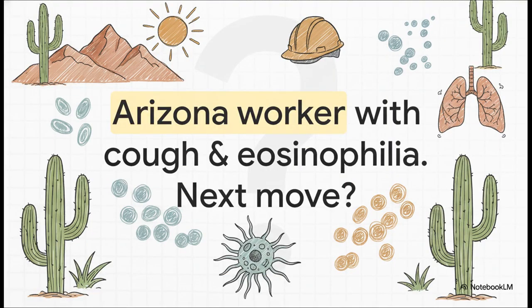Now picture this. I want you to keep this classic board vignette right in the back of your mind as we go through the material today. A construction worker in Arizona develops a cough, joint pain, and a sudden eosinophil spike. What is your next move? If your instinct is immediately reaching for standard community-acquired pneumonia antibiotics, hold that thought. Let's break down why this specific patient is actually telling you a completely different story.